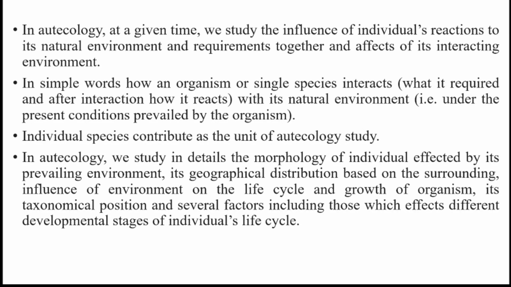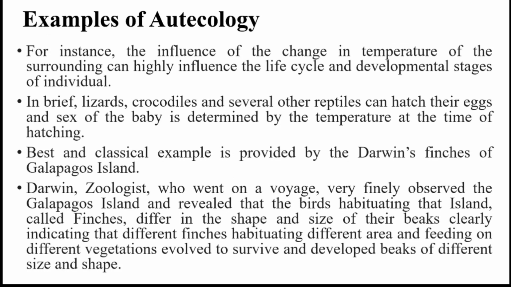So in Autecology we study the details of the morphology of an individual affected by its prevailing environment, and its geographical distribution based on surroundings. For instance, a change in the temperature of the surroundings can highly influence the life cycle or developmental stage of an individual. For example, lizards, crocodiles and several reptiles hatch their eggs, and the sex of the baby is determined by temperature at the time of hatching.